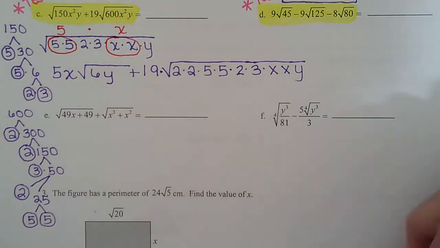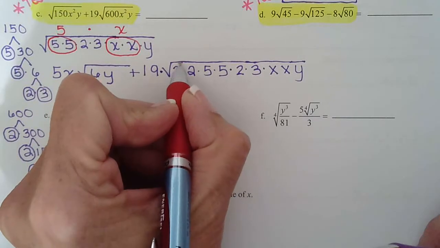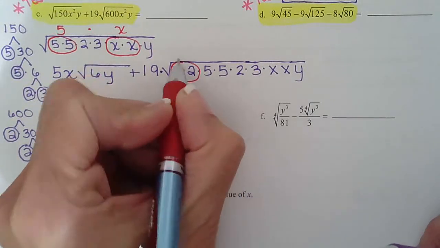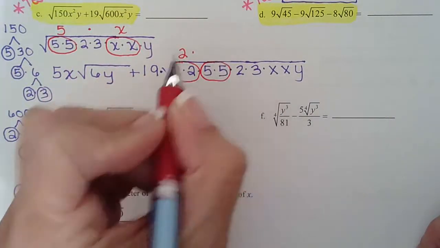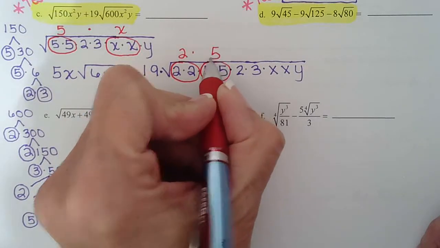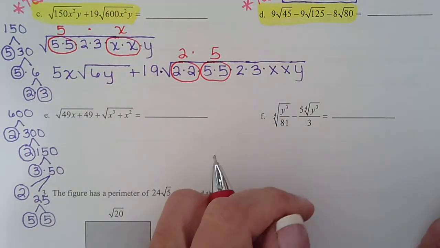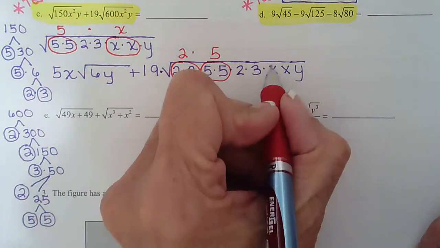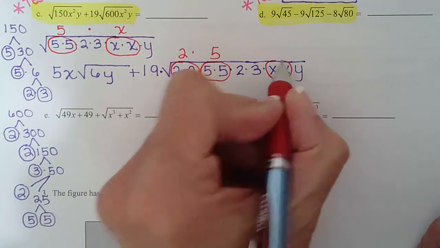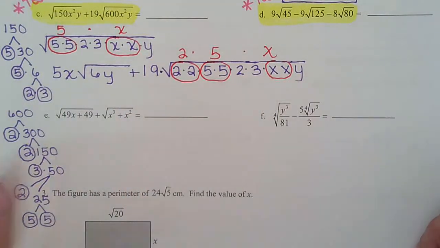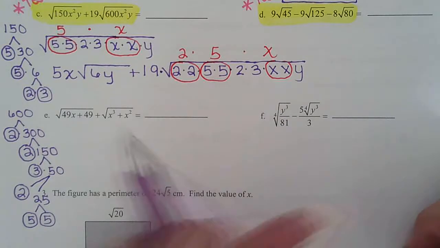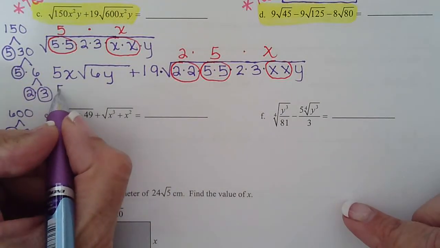So this is going to turn into, these two are going to come out as a 2. These two are going to come out as a single 5. And it's square root. Again, that's why I'm circling pairs. These 2 x's are going to come out as an x. Everything else is a single, so it's going to stay in jail. So let's write what we get here.